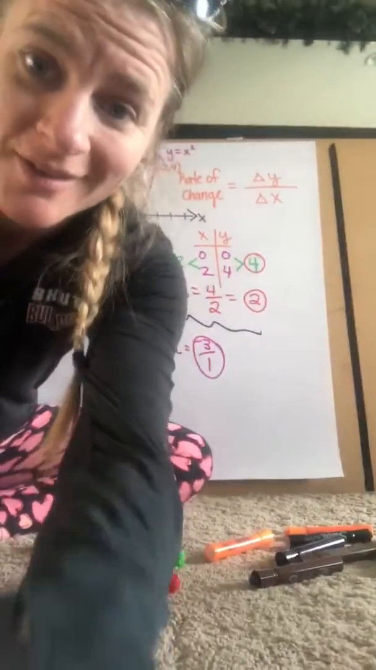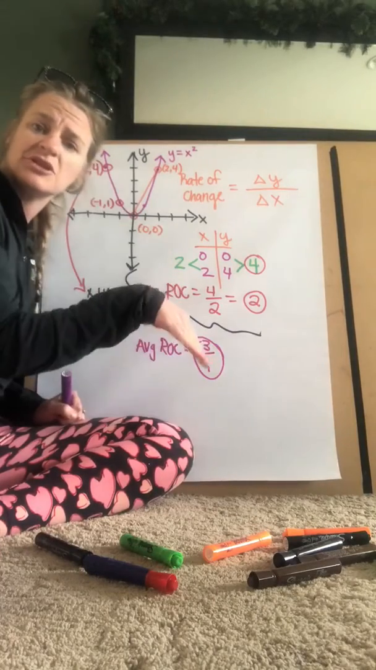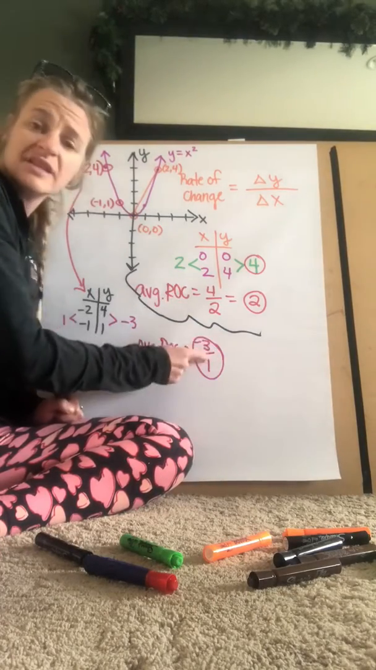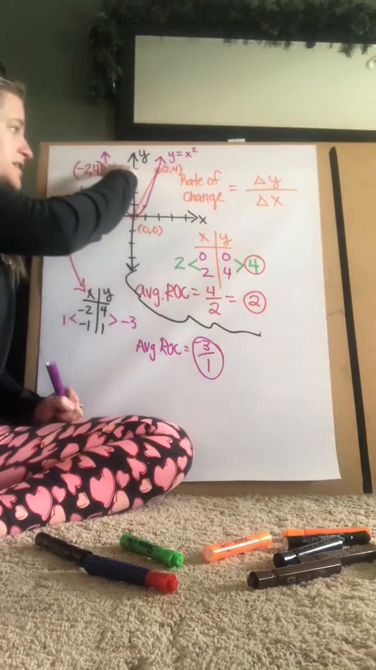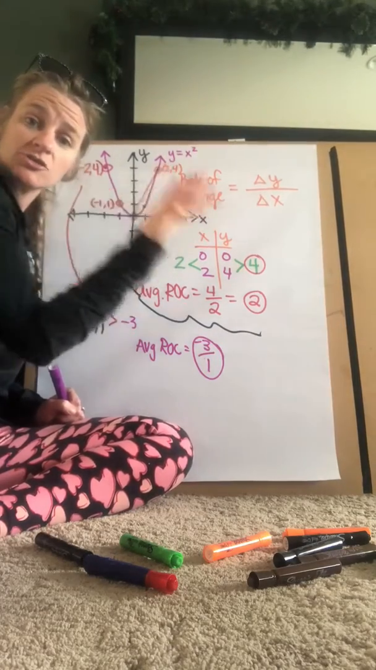Is steeper? That's going to be dependent on the number. So this is a -3, which just means it's decreasing, but 3 is steeper than 2. So this rate of change here is steeper than that larger rate of change right there.